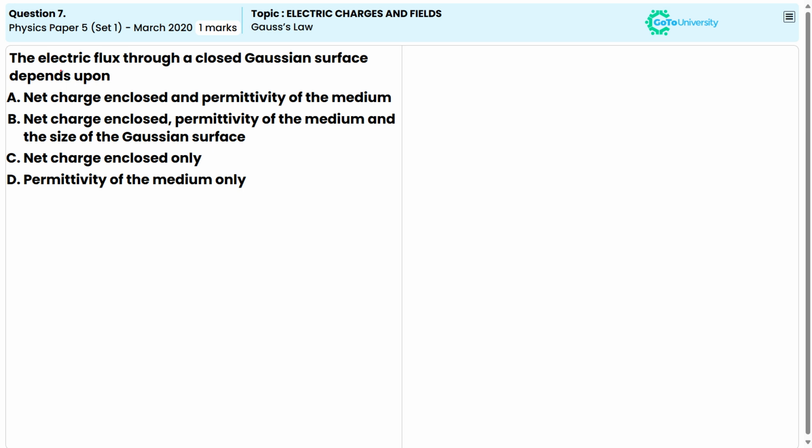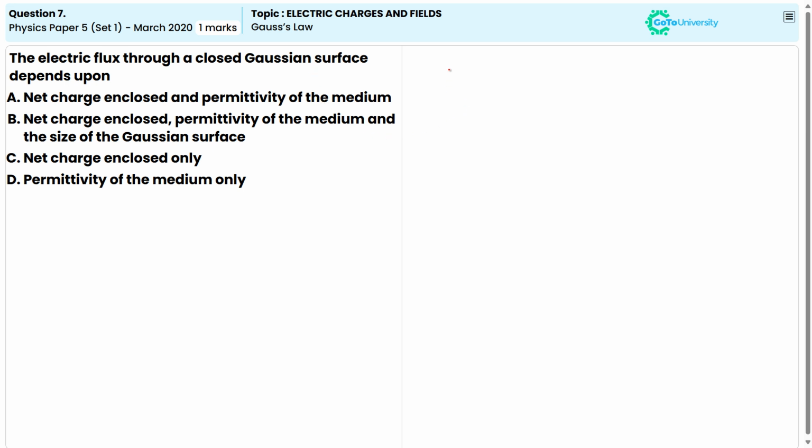Here we have the question: the electric flux through a closed Gaussian surface depends upon what? Is it the net charge enclosed, or is it net charge enclosed and permittivity of the medium, or is it net charge enclosed, permittivity of the medium, and the size of the Gaussian surface? So let us find what is the correct answer.